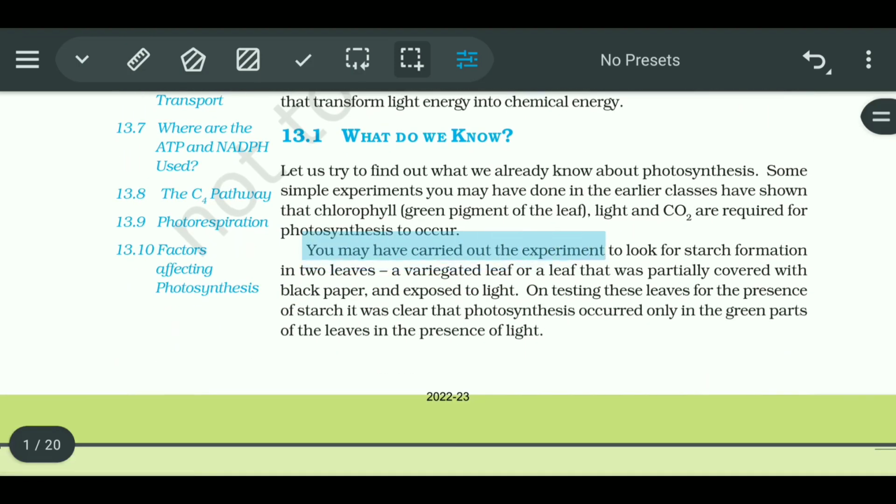You may have carried out the experiment to look for starch formation in two leaves, a variegated leaf or a leaf that was partially covered with black paper and exposed to light. On testing these leaves for the presence of starch, it was clear that photosynthesis occurred only in the green parts of the leaf in the presence of light.